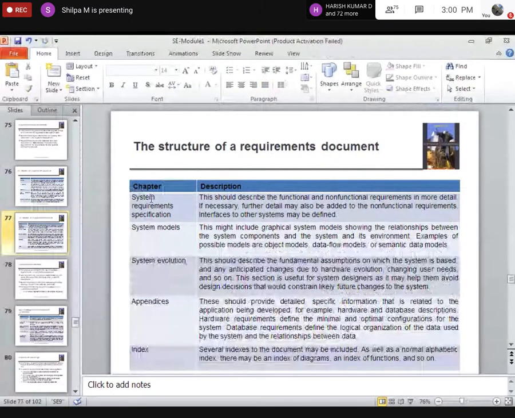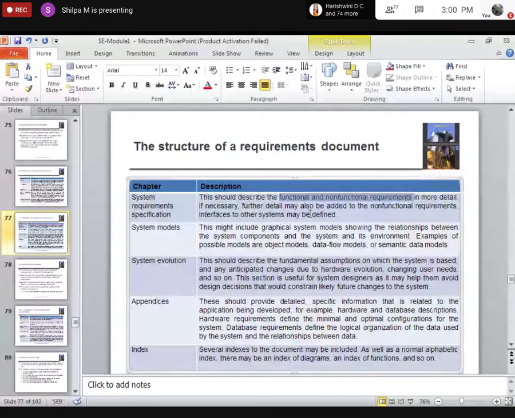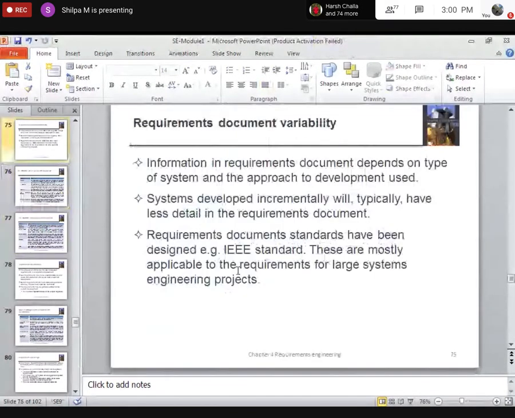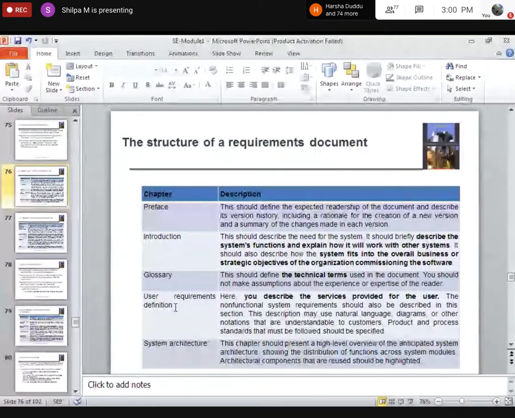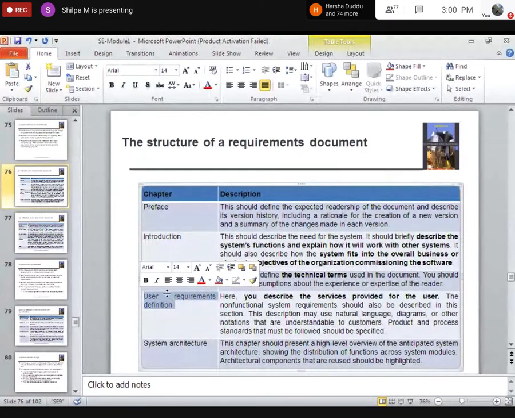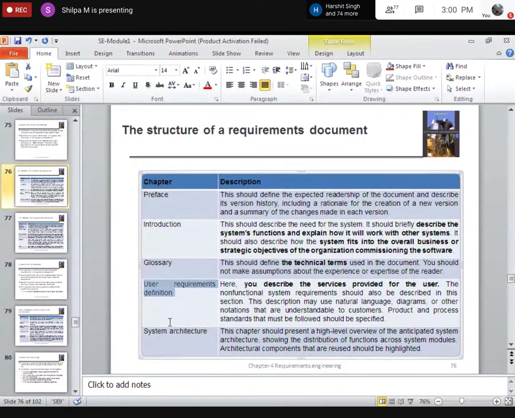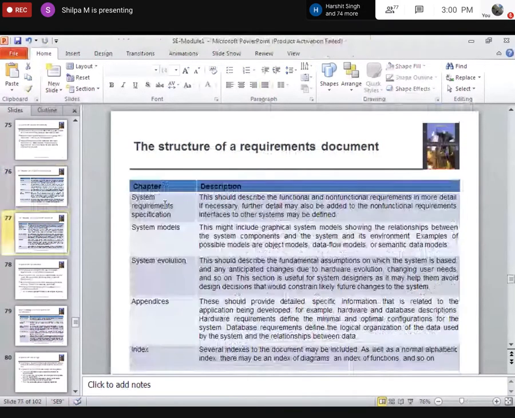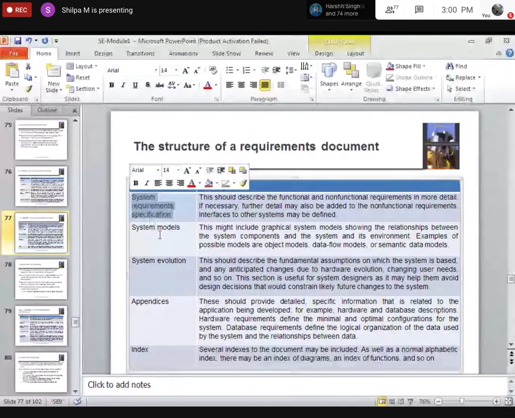Next, you have SRS, that is software requirement specification. This gives functional and non functional requirements in more detail. Okay, you gave the user requirements. Ma'am, in the previous slide you also said requirements. Now also you're telling here you are giving user requirements. Fourth one, okay. In the sixth one, what are you giving? You are giving system requirements. I hope I've made it clear what is user and system requirements.